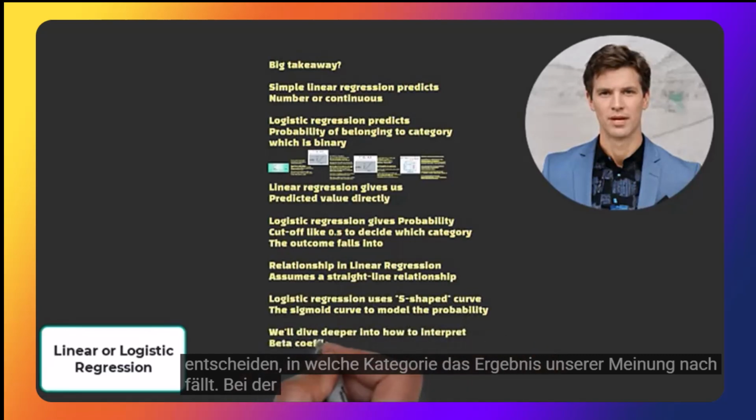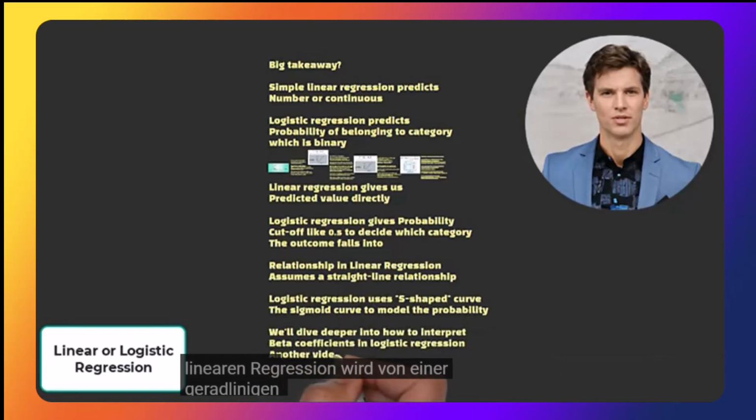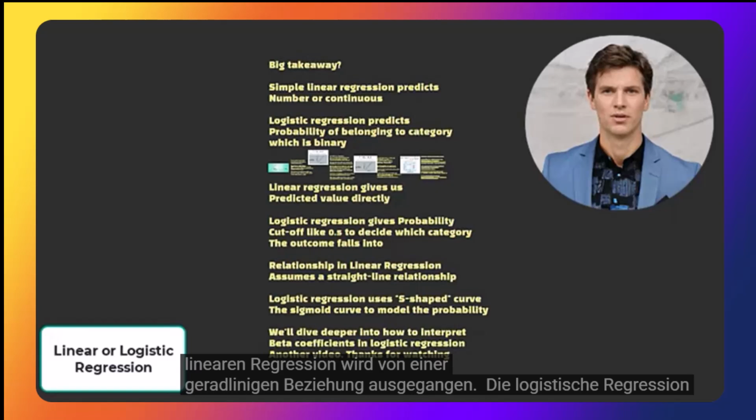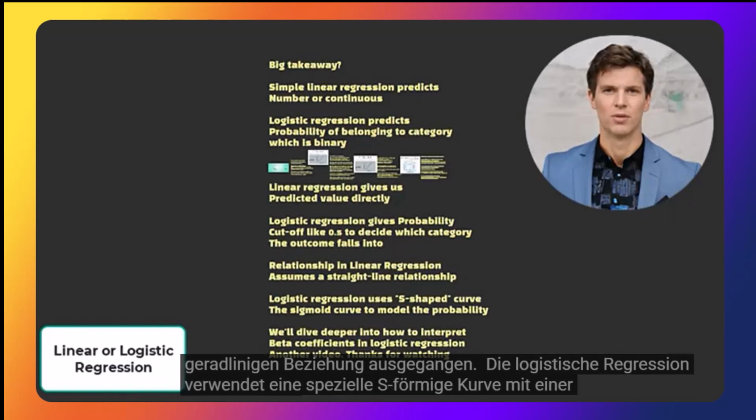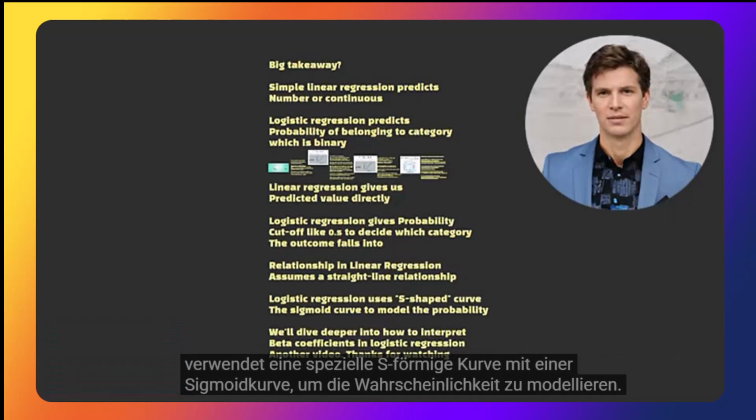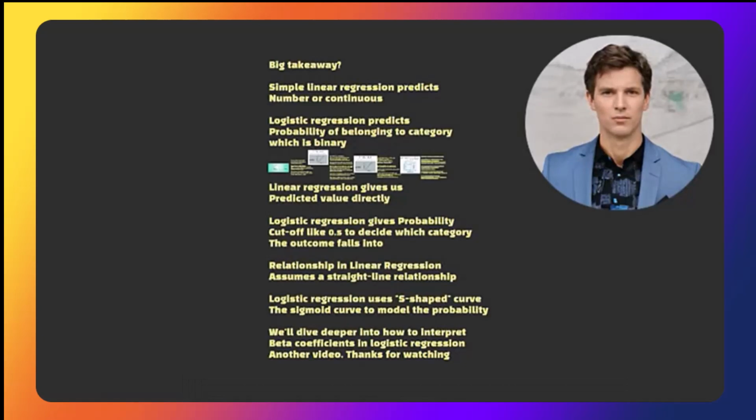The relationship in linear regression assumes a straight line relationship. Logistic regression uses a special S-shaped curve, or the sigmoid curve, to model the probability. We'll dive deeper into how to interpret those beta coefficients in logistic regression in another video.